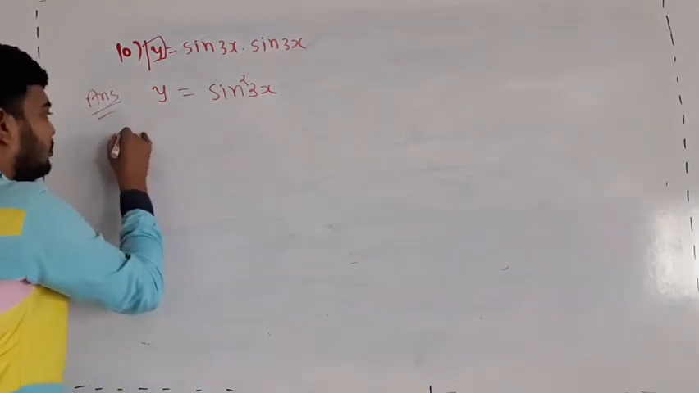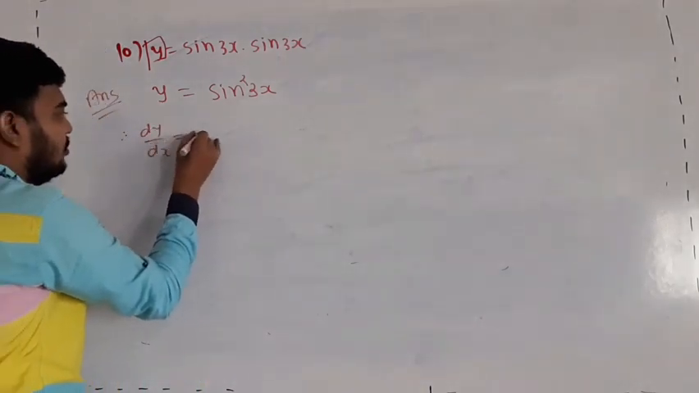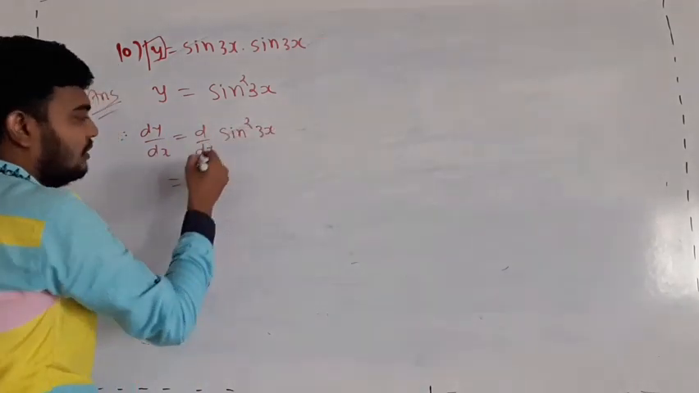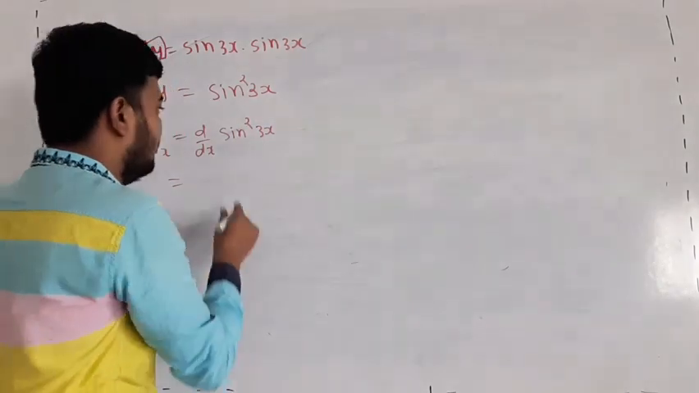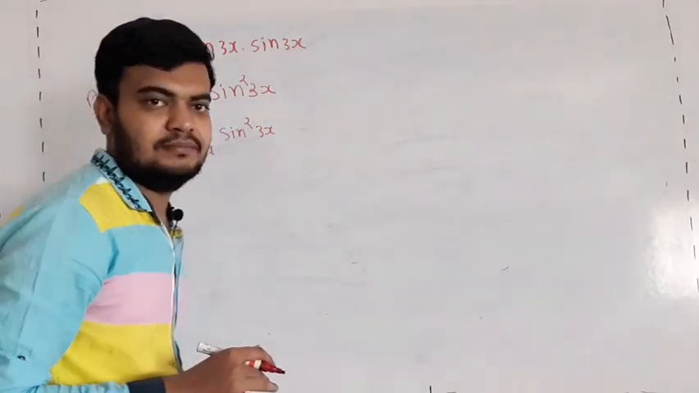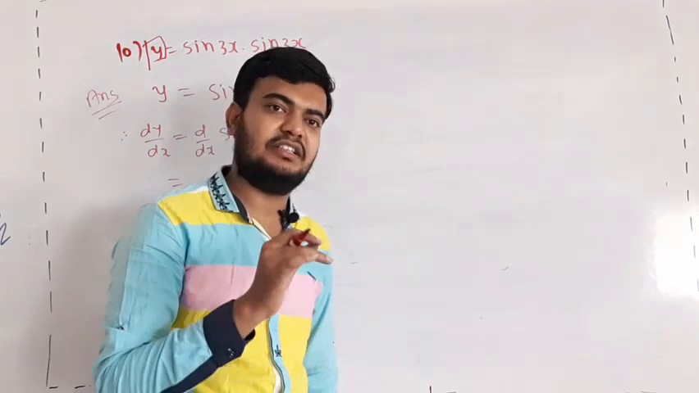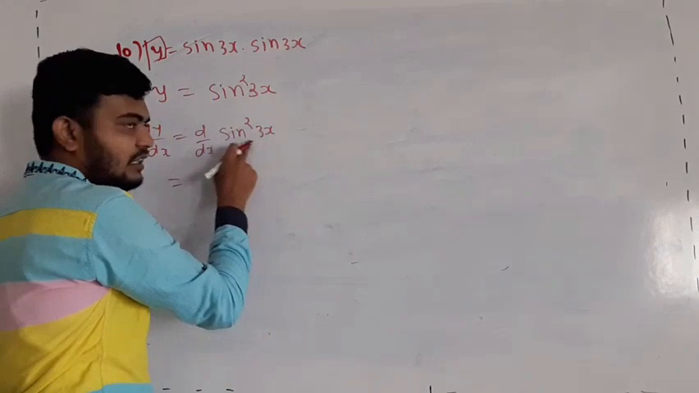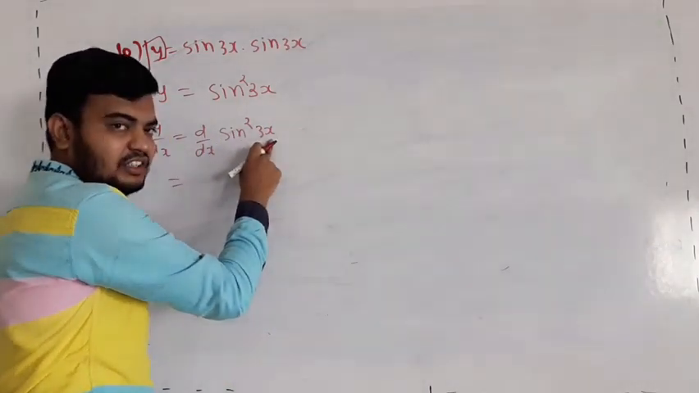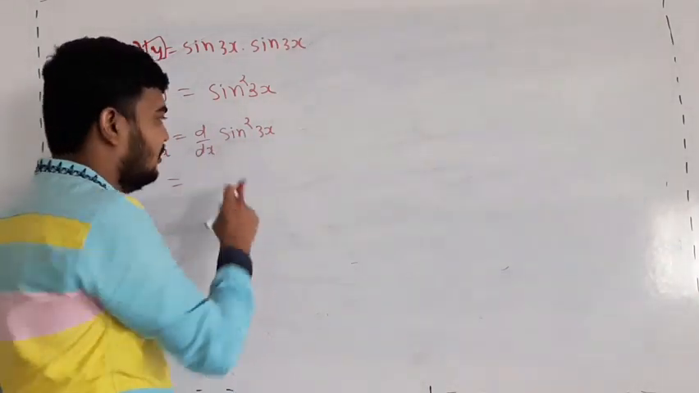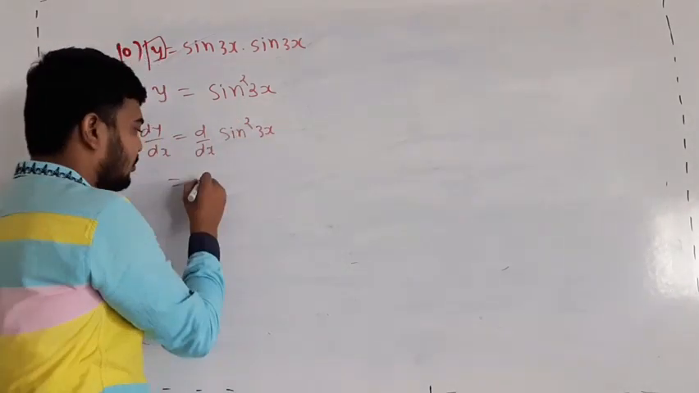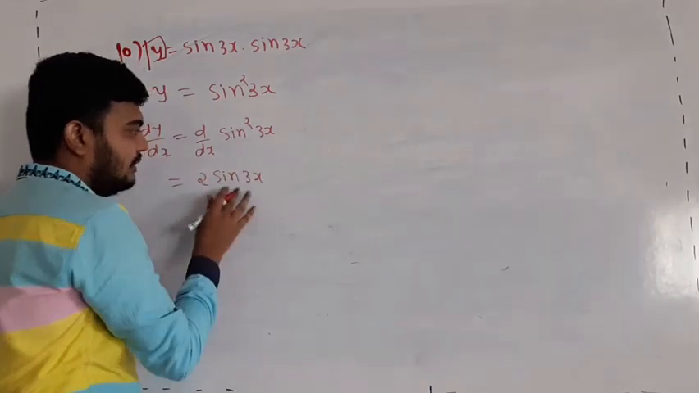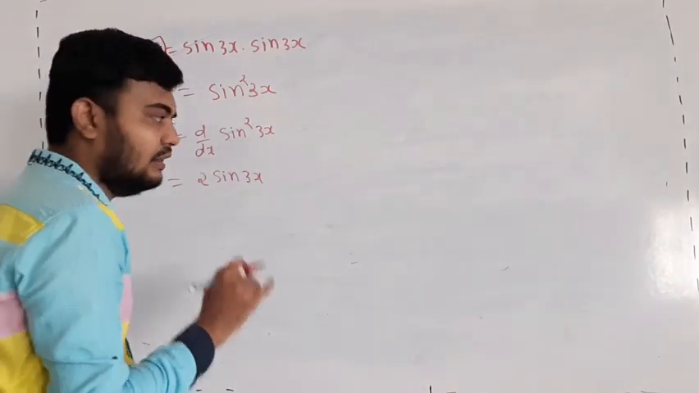So dy by dx is d by dx of sine square 3x. Here the outermost function is sine, but there is a power on the outermost function, so first we differentiate the power. Here the power is constant and sine is the function, so it is of the form variable raised to constant. The old power comes forward and the power decreases by one, so 2 sine 3x is the differentiation of only the power.